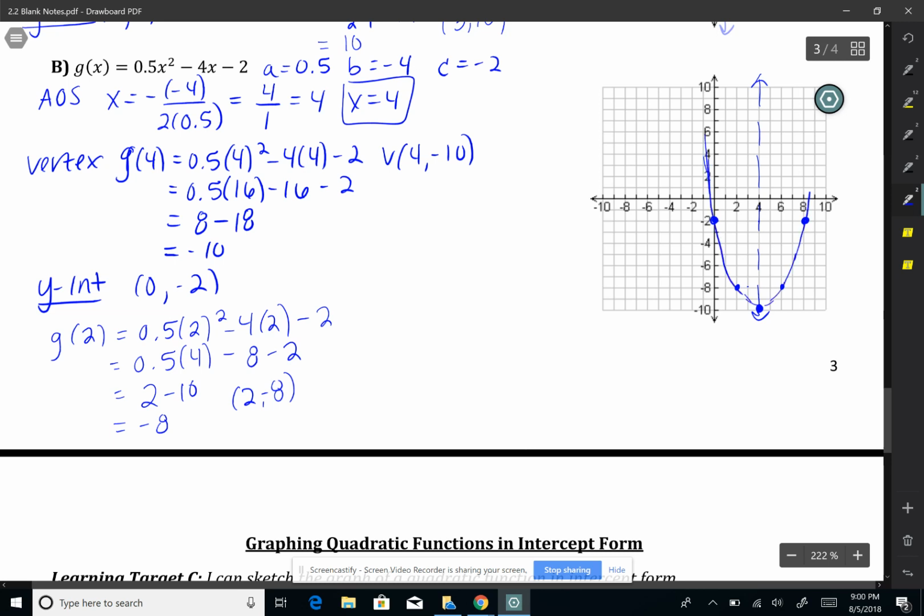Ooh, that's beautiful. Okay, last but not least, this vertex is a minimum. So on the left of this, my graph is decreasing. And we say it's decreasing for x values less than 4, because that's where our axis of symmetry is. Then it is increasing after our vertex for x values greater than 4.